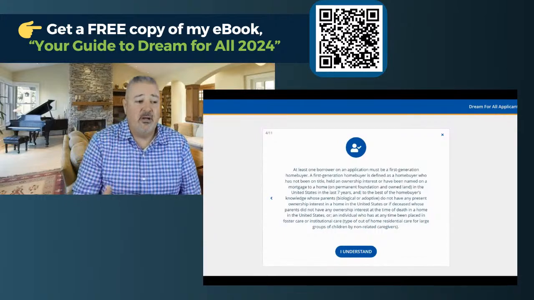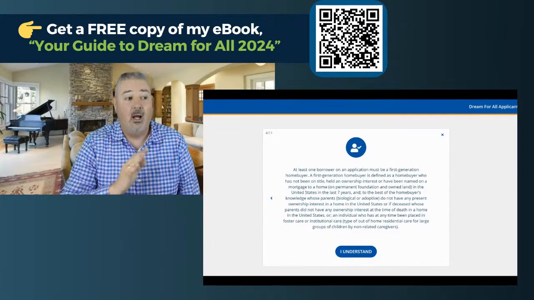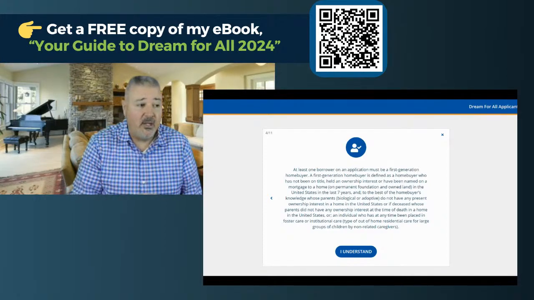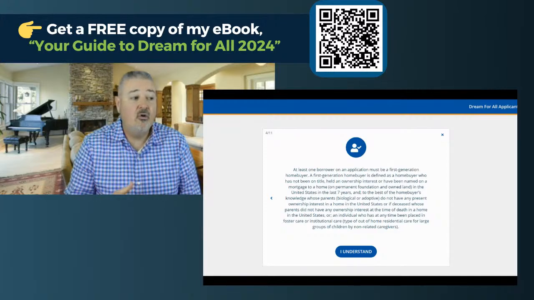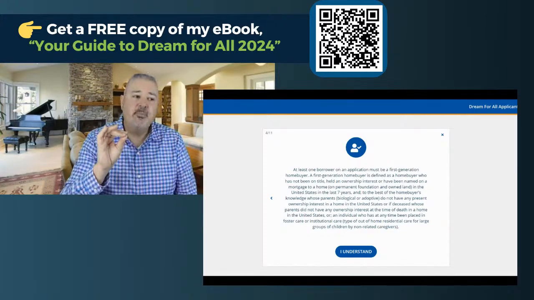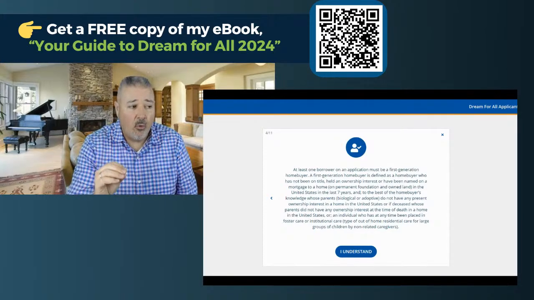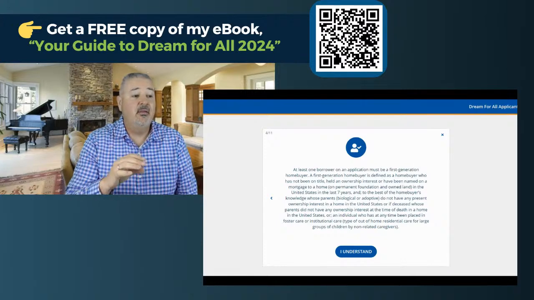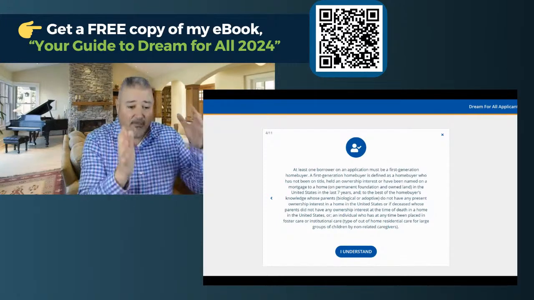Now it's the first generation. I'm going to cover this, but I'm not going to go too deep into it. We've talked about it a lot. At least one borrower on the application must be first generation. First generation is defined as a home buyer who has not been on title, held ownership interest, or been named on a mortgage to a home on a permanent foundation and owned land in the United States in the last 7 years. So that's step one.